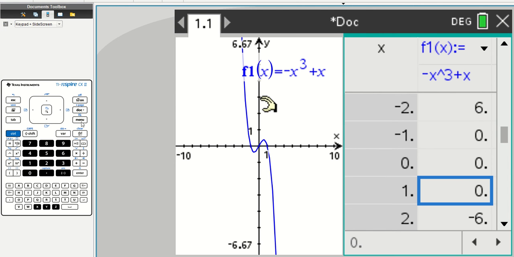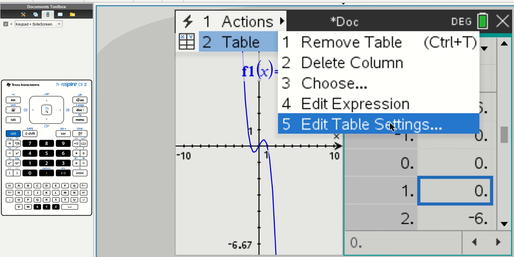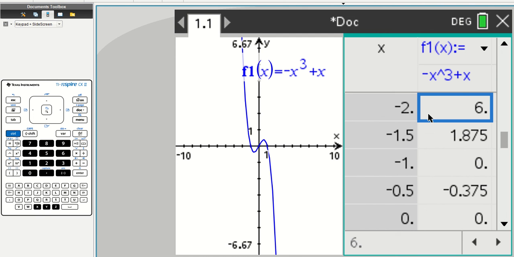So how do we change it? You're going to make sure that you're on the table side. You're going to go to menu, you're going to go to table, and you're going to edit table settings. Now, for me, I was able to tell that it starts getting close to about -1. So I'm going to start at -2, and I want to tell my table to jump by 0.5 each time. And so we have our new table here on the right side.